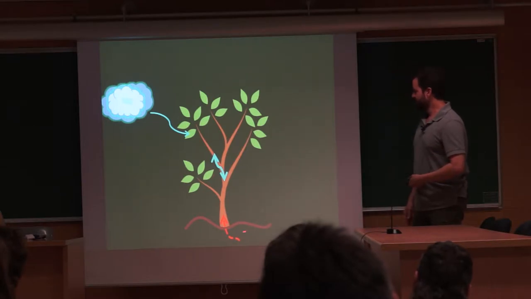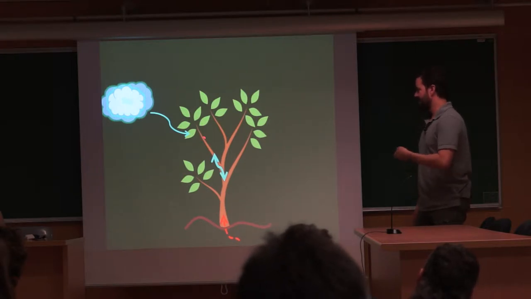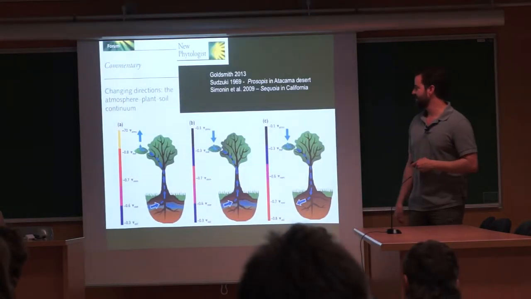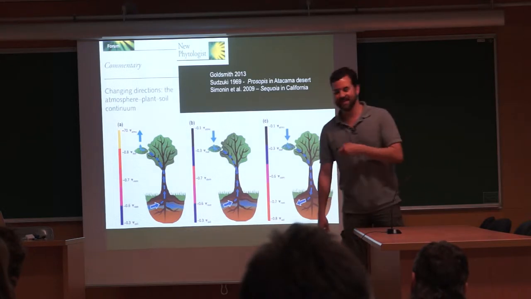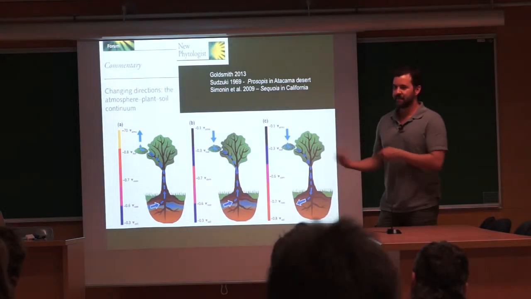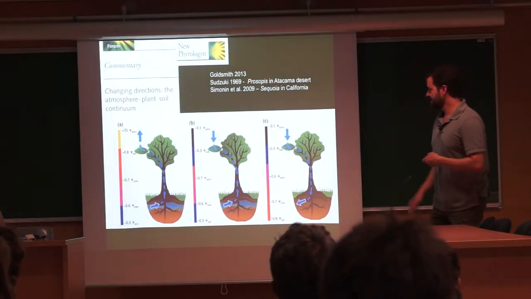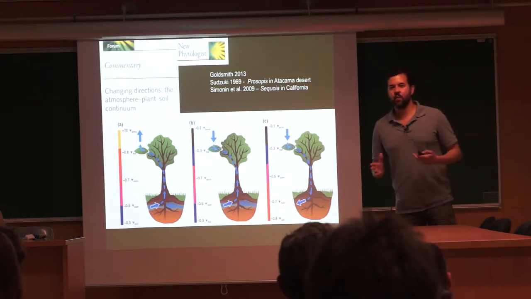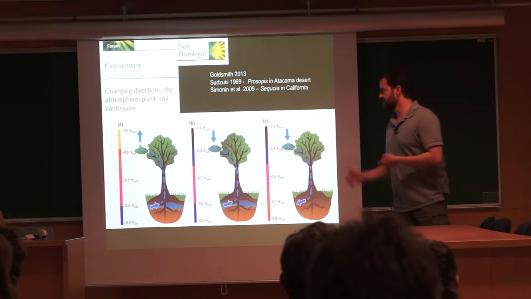Basically, water can move through roots, but it can also move from leaves all the way through branches down to the soil. This was a commentary that Gregory Goldsmith wrote after we published one of our first papers. I like this figure quite a lot because it basically shows all the scenarios where plants can actually be exposed under natural conditions.